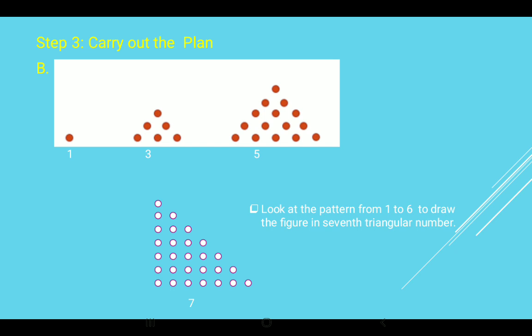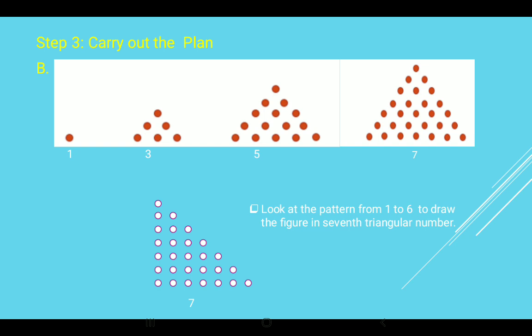At kung itutulad natin siya sa mga nakikita natin sa slide, yung sa taas, yung first term, third term, and fifth term, ganito ang magiging itsura niya. Ayan. Ayan yung itsura niya kapag tinayo na siya na pa-triangle. And then, dahil dito, makikita na rin natin kung ilang dots ang meron sa 7th term. So, meron tayong 28 dots.